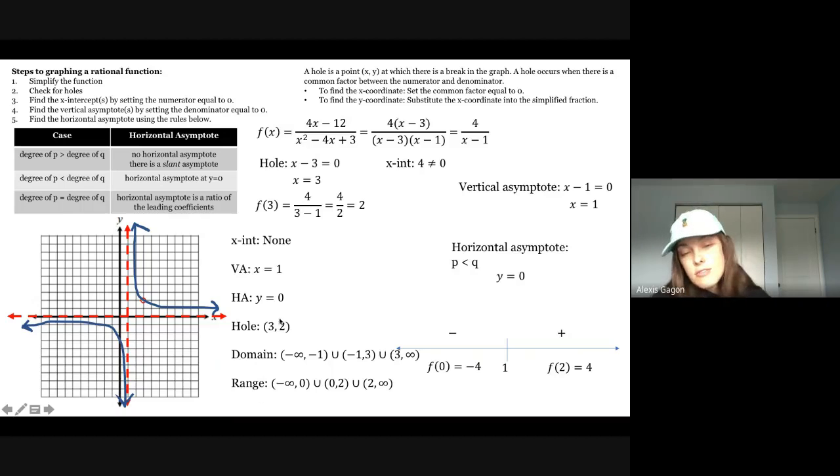You don't have to find domain and range on the homeworks. It's just kind of good practice, especially for like getting into calculus and stuff. But any questions on that?